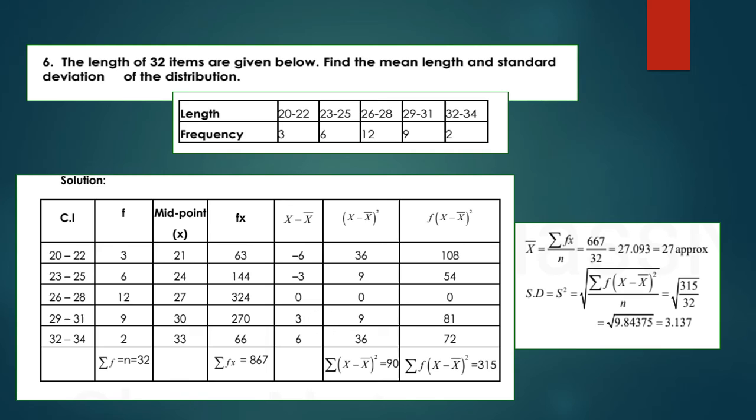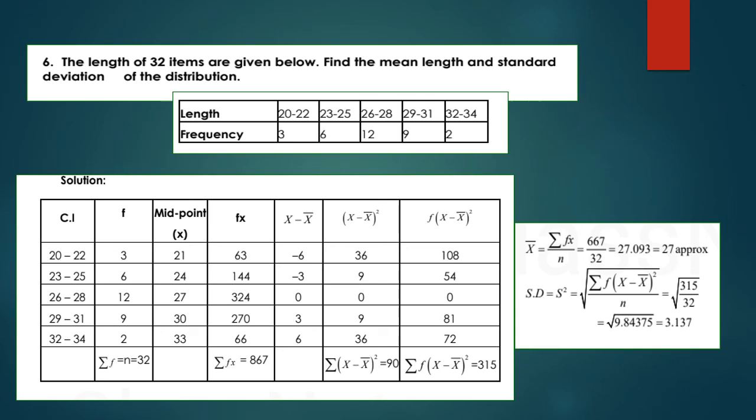Question number 6. The lengths of 32 items are given below. Find the mean length and the standard deviation of the distribution. It is in a table. In the solution, the class intervals are given, and the frequencies are 3, 6, 12, 9 and 12. The mid-points of the class intervals are 21, 24, 27, 30 and 33.